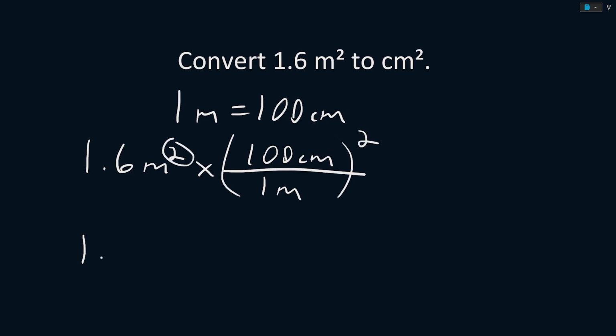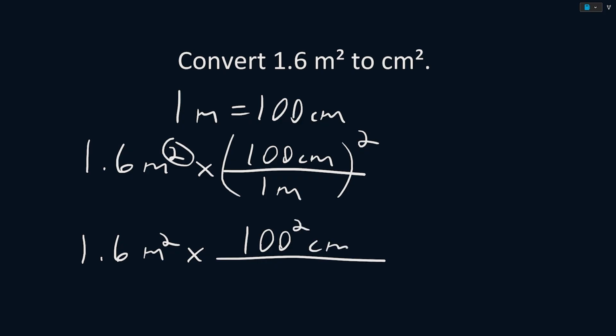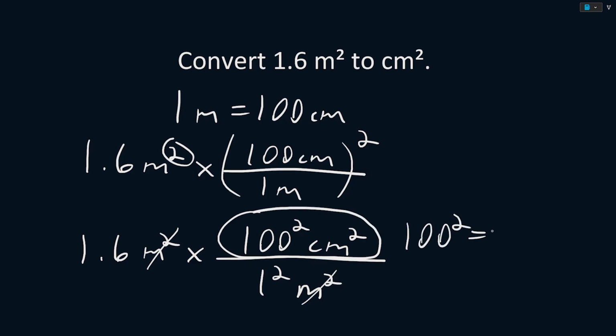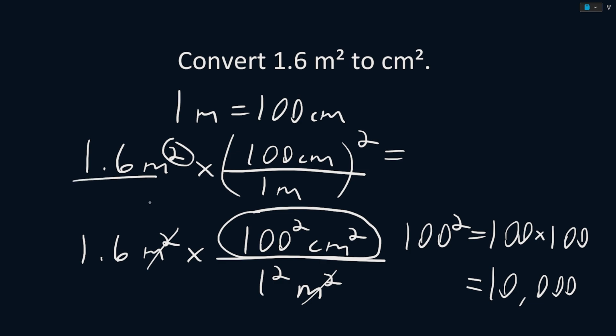This is the same as saying 1.6 squared meters times our conversion factor of 100 squared centimeters over 1 squared meter. Multiplying through this, we see that the squared meters cancel and leave us with 100 squared centimeters. 100 squared is equivalent to saying 100 times 100. This is equal to 10,000. So to solve this, we do 1.6 times 10,000, which gives us that 1.6 squared meters is equivalent to 16,000 squared centimeters.